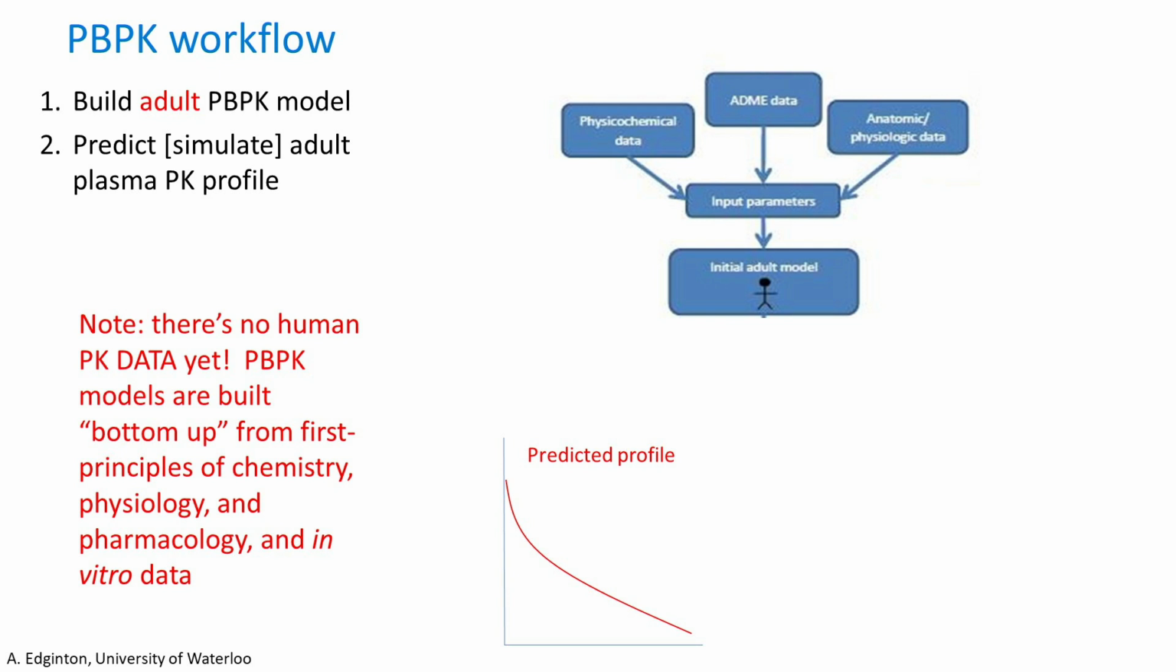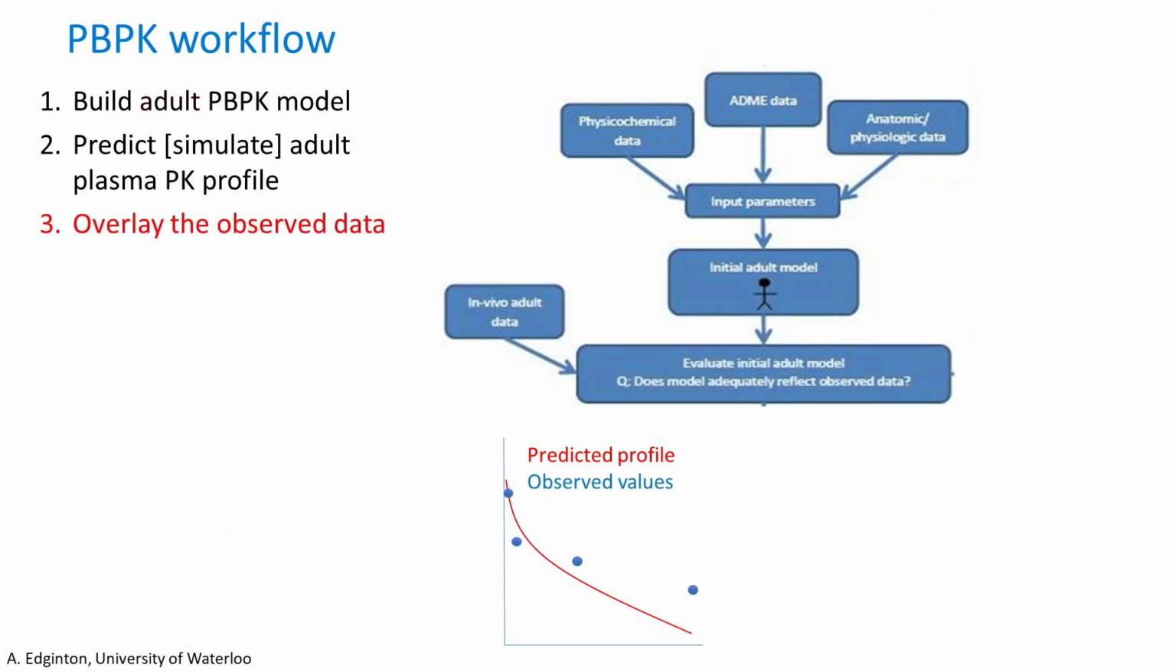And what you do in PBPK is you build the model, and then you predict or you simulate the adult plasma PK profile. One thing that's important to note about PBPK is that there's no human data yet. This entire model is built on first principles. It's called bottom up. So we have chemistry, physiology, pharmacology, in vitro data. These are things that you use to build the model, and then on top, once you have collected some data, you overlay the observed data on top of our prediction. And we look to see, does the model adequately reflect the observed data?